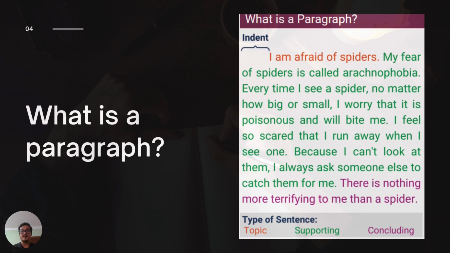A concluding sentence may be found at the end of the paragraph. It can end a paragraph by repeating the main idea or just making a last comment on the subject. In this example, it is highlighted in purple.